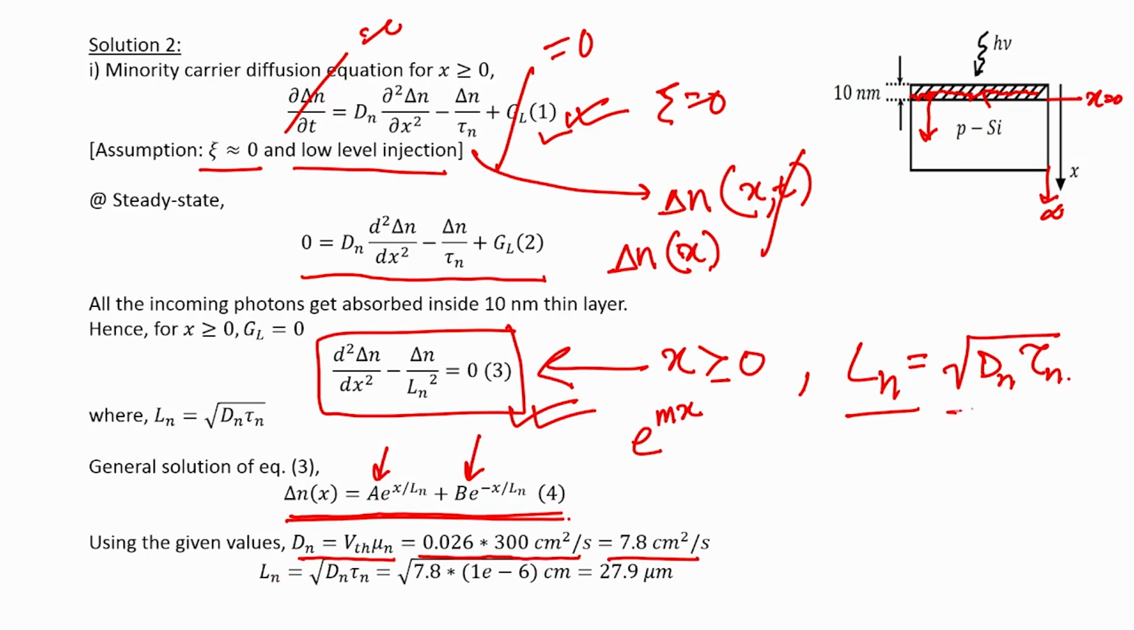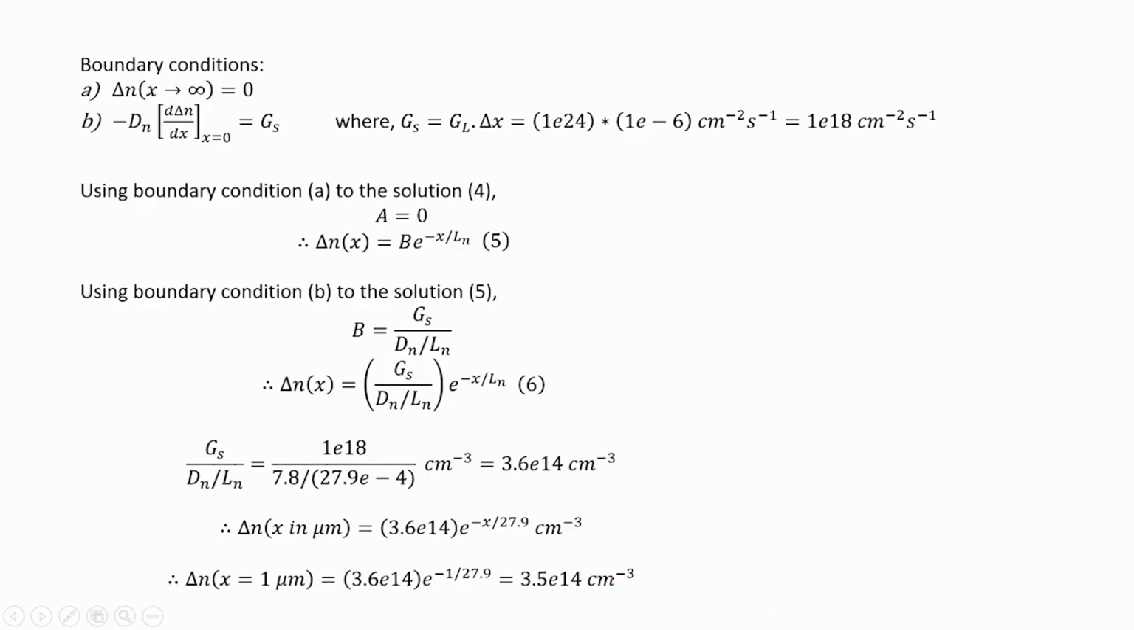Diffusion length can be found using this equation, and if you plug in those numbers, Ln comes out as 27.9 micrometer. So, we will use this while deriving the final answer. Okay, so in the next step we will incorporate the different boundary conditions.